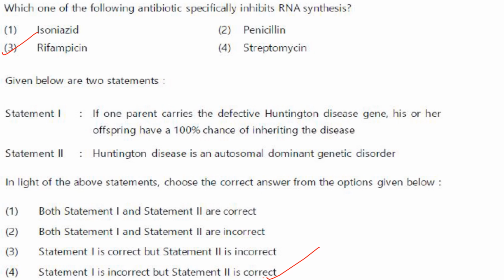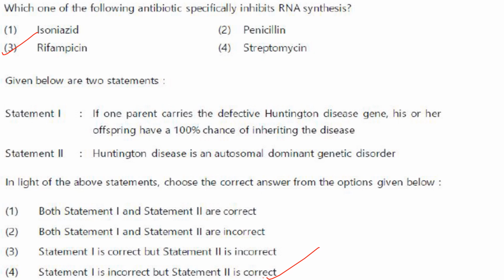Rifampicin, it inhibits the synthesis of RNA because it binds to RNA polymerase. So they have asked for the antibiotic which specifically inhibits RNA synthesis, so it is rifampicin. Answer is option 3. Then next one.